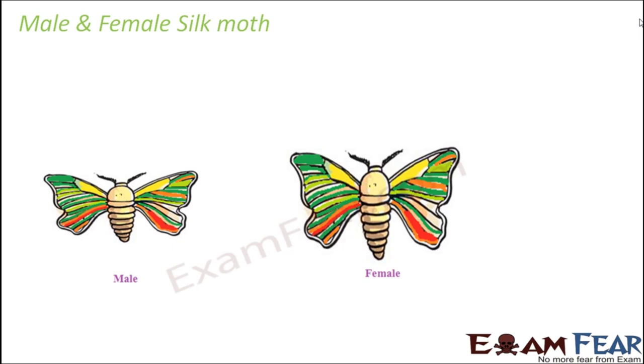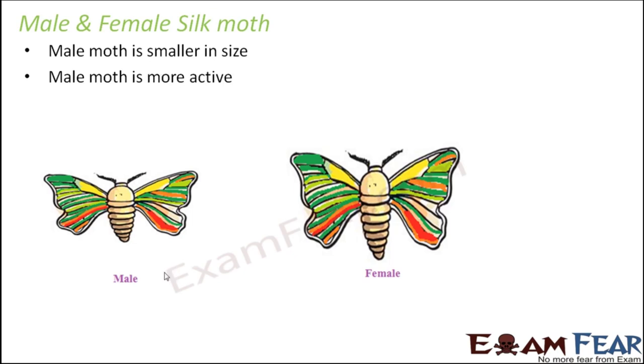Before that, let's quickly distinguish between a male and a female silk moth. If you look at their appearance, you can easily distinguish between a male and a female. Normally a male silk moth is smaller in size when compared to the female one. Moreover, the male moth is more active and the female moth is less active. If you look more closely, you will see that the female moth has a bigger abdomen when compared to the male moth. That's because the female moth lays eggs. The eggs are stored inside this part, so it has some extra space to accommodate those eggs.